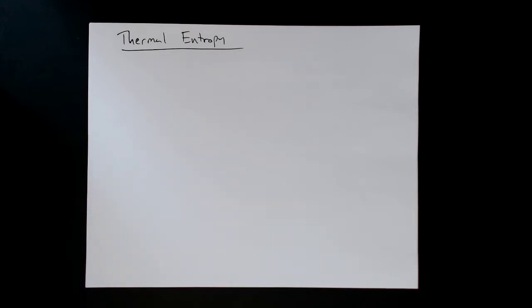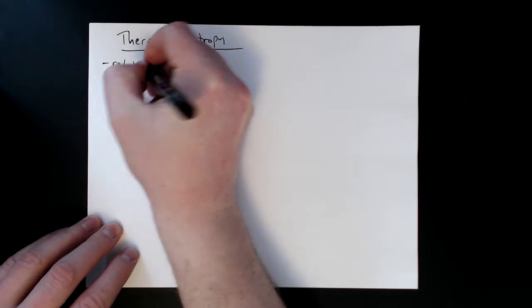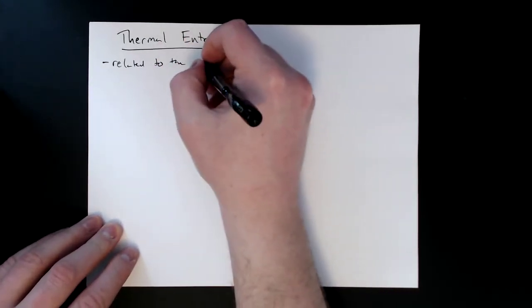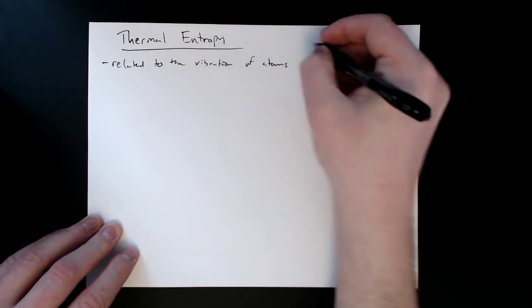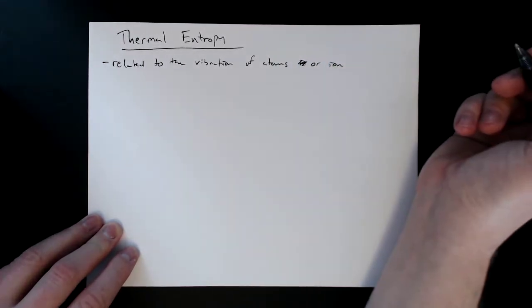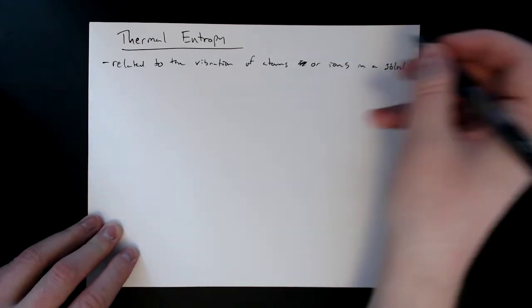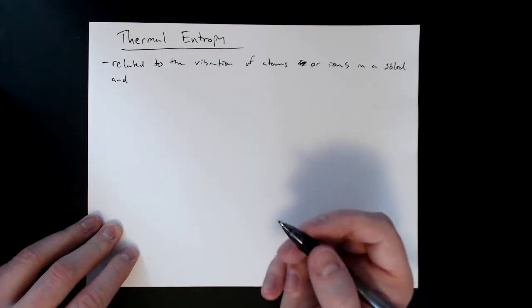So in the previous modules, we've talked about entropy and configurational entropy. Now I want to look at thermal entropy. So this is going to be related to the vibration of atoms, and it could also be ions, if we're talking about our ceramics, in a solid. And therefore, we're talking about the uncertainty of the value of its energy.